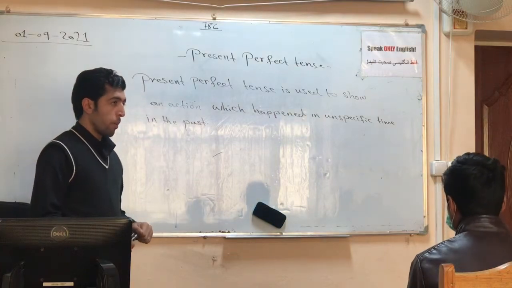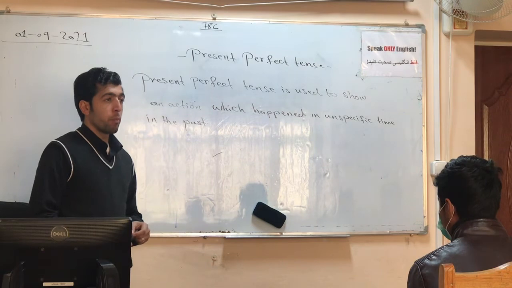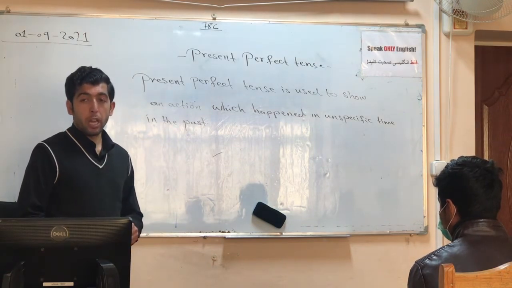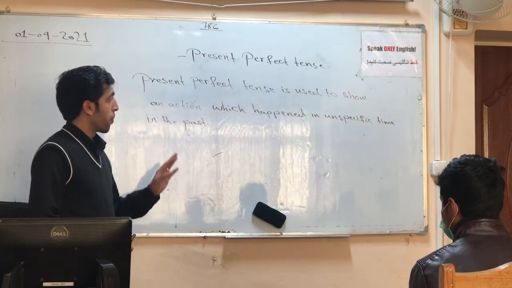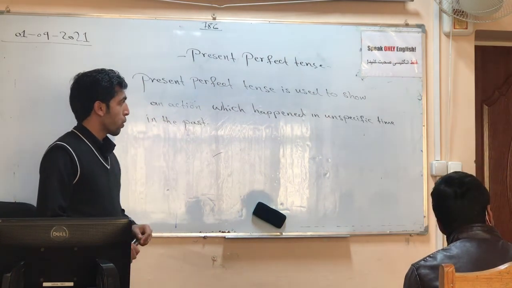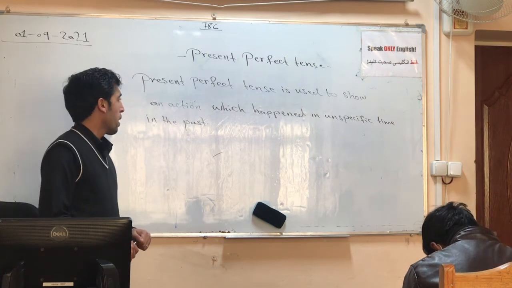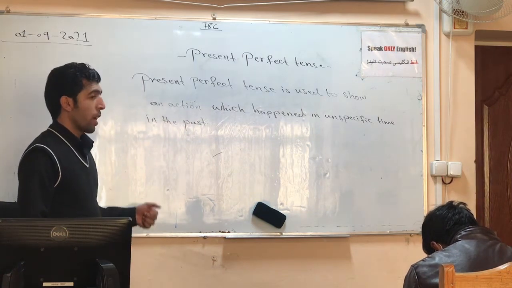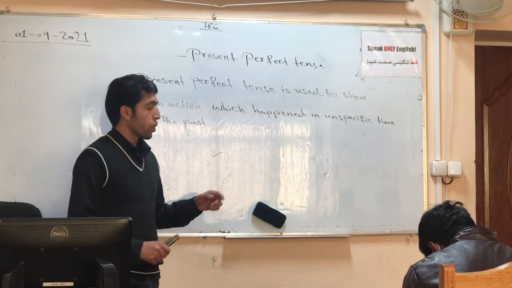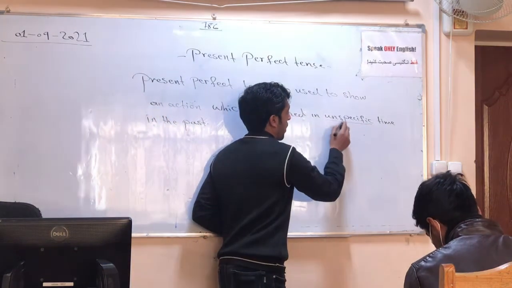We are going to talk about present perfect tense. This is also one of the most important tenses in the English language. What does this tense show? Present perfect tense is used to show an action which happened in the past. The time is what? Not specific. The time is unspecific.